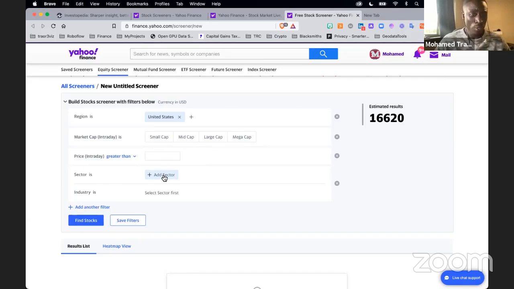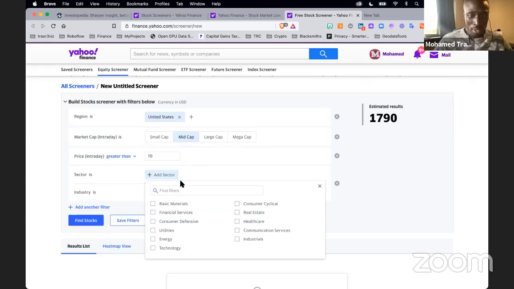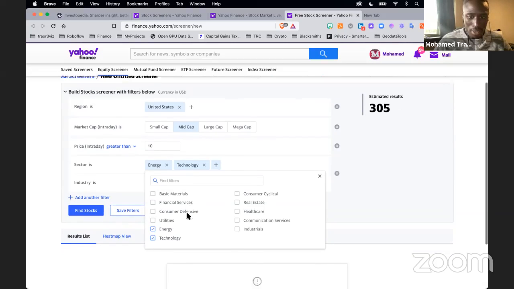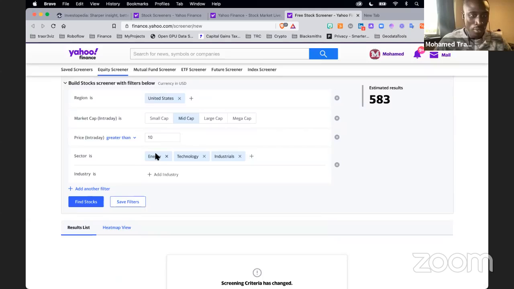Or if I want to choose a specific sector, let's say that I want to find mid caps, say greater than $10 a share. See how those estimated results already immediately go down. Sector, y'all know I like the energy sector. I like tech as well. Let's look at industrials too. These are my three favorite sectors right now. And let's put that up to about $15 a share. So estimated results to 519.